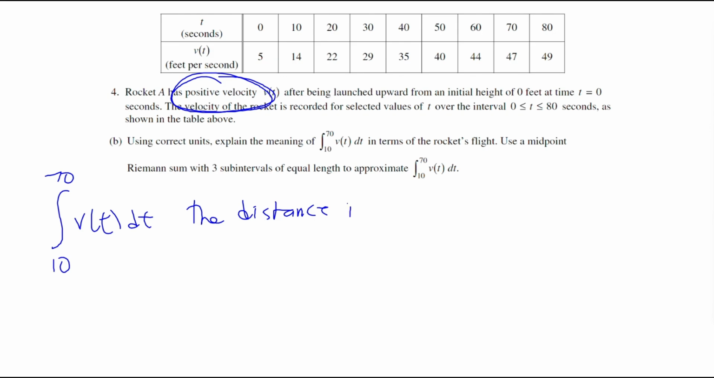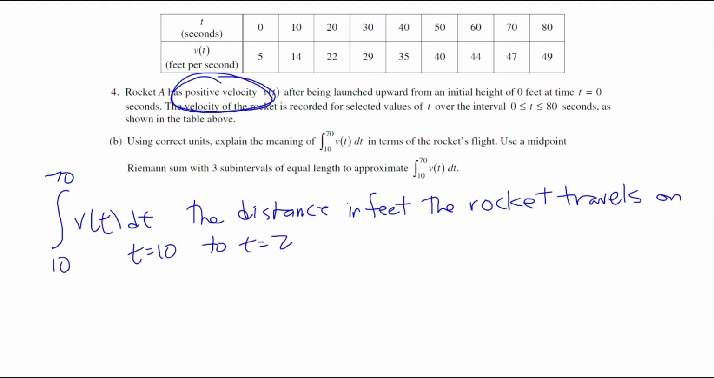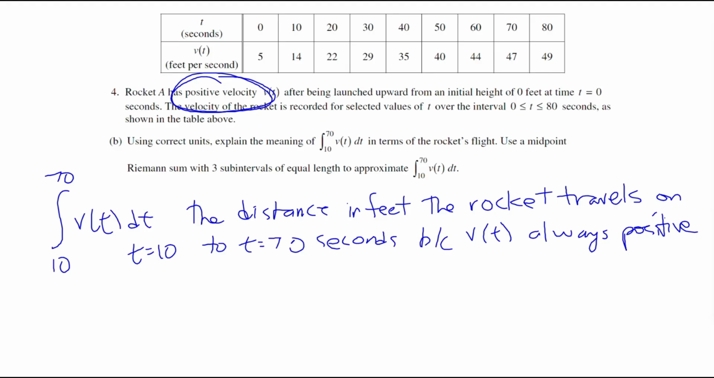and it says using correct units, so we'll say in feet. The rocket travels on t equals 10 to t equals 70 seconds. Make sure your 70 looks like a 70, not like a 20, like mine did. 70 seconds. Because we might make the note because v of t is always positive, that's why we know it's a total distance traveled, not just a displacement like an integral of velocity normally is.